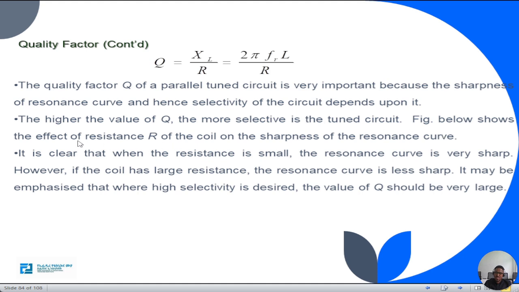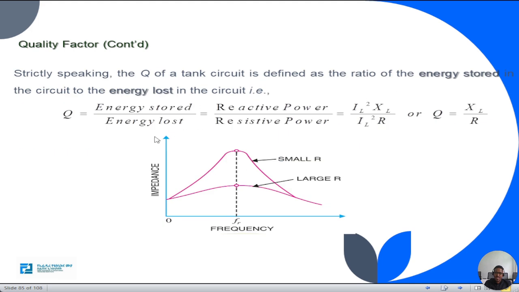The figure below shows the effect of resistance R of the coil on the sharpness of the resonance curve. It is clear that when the resistance is small, the resonance curve is very sharp. However, if the coil has large resistance, the resonance curve is less sharp. It may be emphasized that where high selectivity is desired, the value of Q should be very large. So the smaller the resistance, the sharper the curve, so we get high quality. Large resistance makes the curve wide, giving low quality.